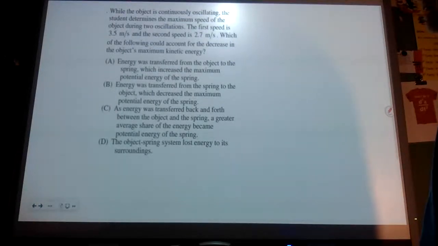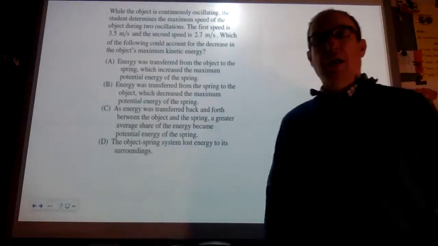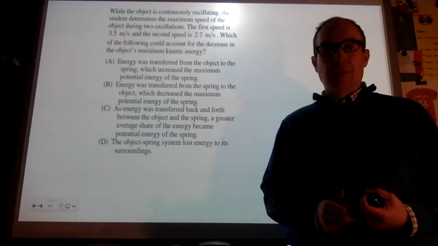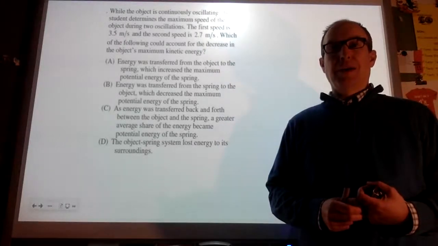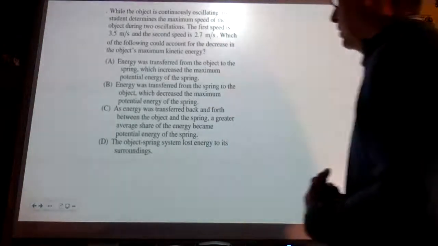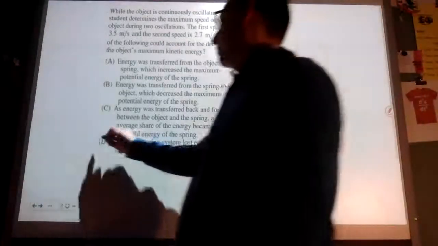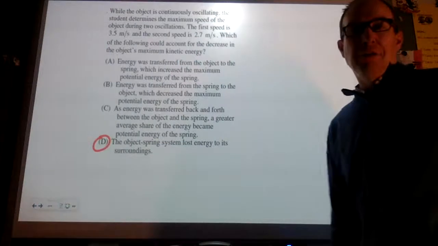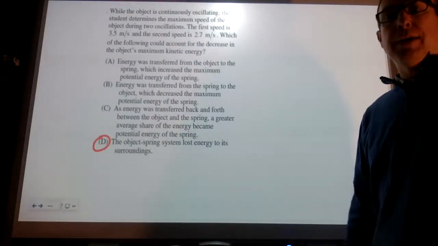While the object is continuously oscillating, the student determines the maximum speed of the object during 2 oscillations. The first speed is 3.5. The second speed is 2.7. Which of the following could account for the decrease in the object's maximum kinetic energy? So that's telling me that we're missing a non-conservative force. There's a non-conservative force somewhere in my system. So it must have lost energy to the surroundings, whether through acoustic energy or heat energy.